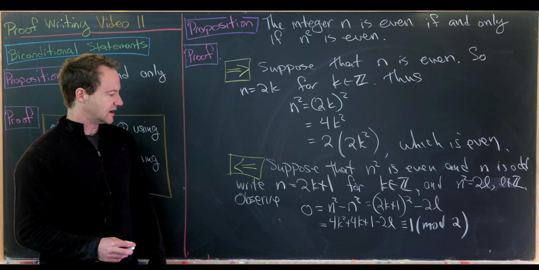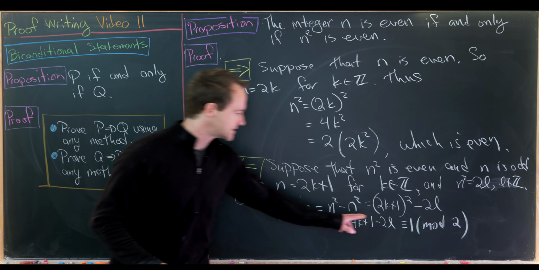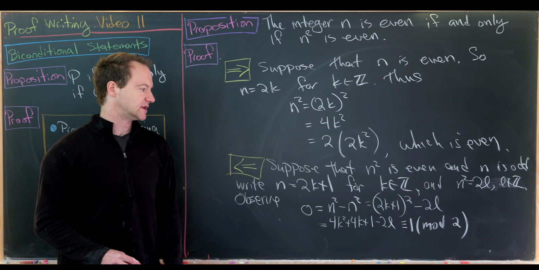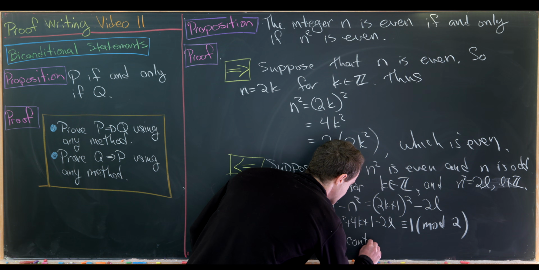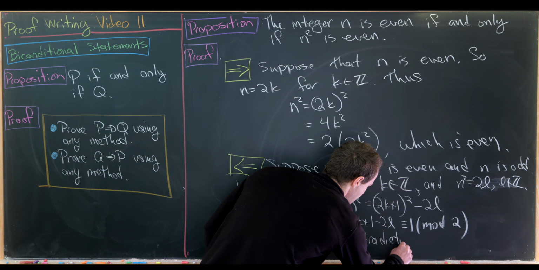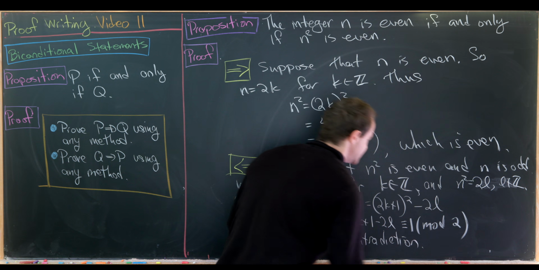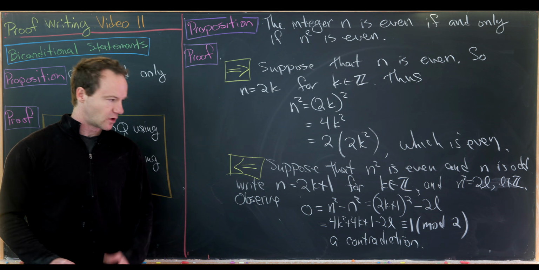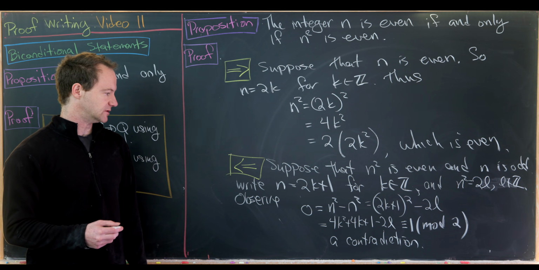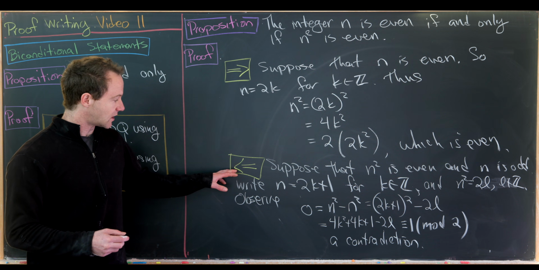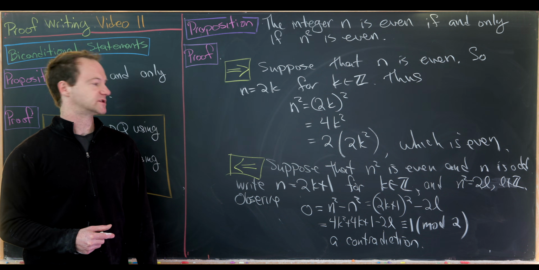So let's see what we ended up with. We have 0 is congruent to 1 mod 2, but that's a clear contradiction. So a contradiction. Recall that numbers are congruent mod 2 if and only if their difference is a multiple of 2. But the difference of 0 and 1 is not a multiple of 2. So that contradiction finishes off the proof of this backwards direction.